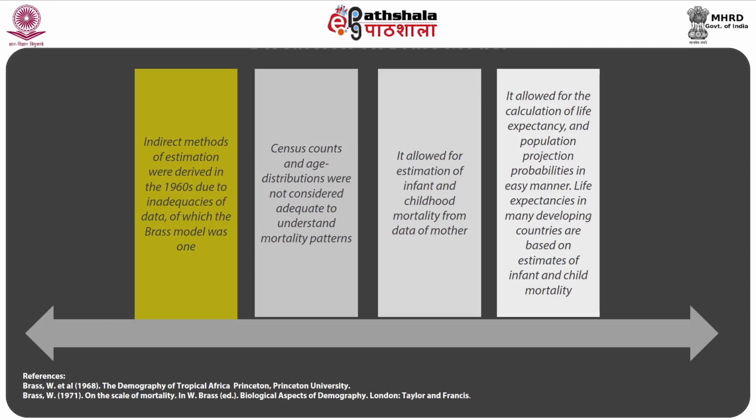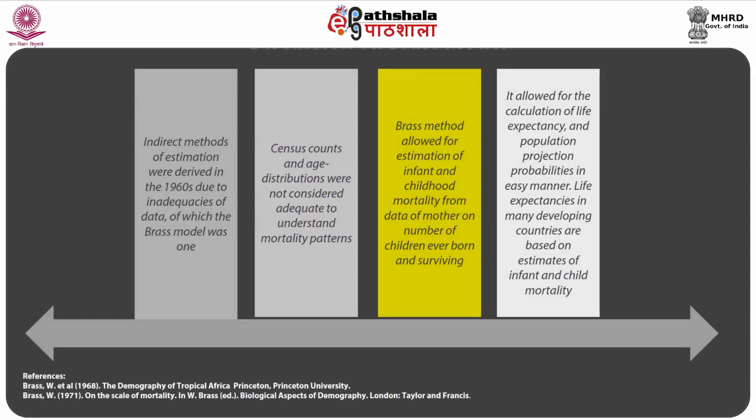During the 1960s, as there was inadequacy of data, there was a need to estimate life expectancy, for which indirect methods of estimation were derived, of which the Brass model was one. While the United Nations has done some work in this regard, census counts and age distributions were not considered adequate to understand mortality patterns. Brass's method allowed for estimation of infant and childhood mortality from data of mothers on the number of children ever born and surviving.